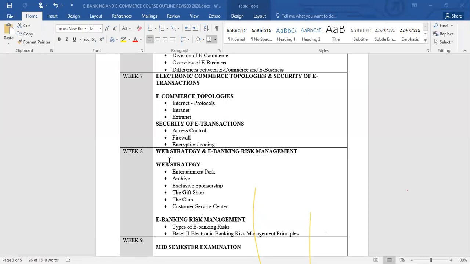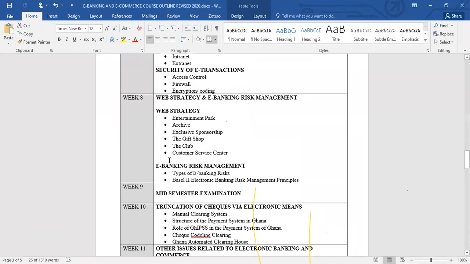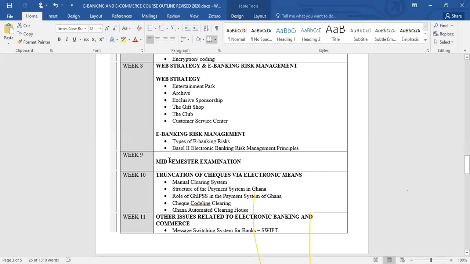There's a lot of risk involved in electronic banking. Now, in this class, we'll consider some of the risks, e-banking risk management. We'll first of all start with the types of e-banking risk. Then we will continue with the Basel II electronic banking risk management principles, some of the principles that banks can apply to help reduce, and even do away with, some of the risks they face when it comes to electronic banking.